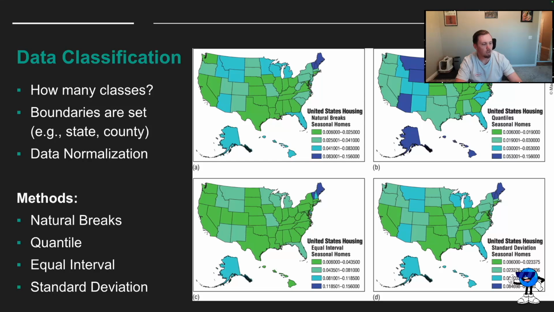To make a choropleth map of count data, the data must first be normalized. That is to say, you have all count values brought onto the same level. For instance, dividing the number of seasonal homes by the total number of houses would be a way of normalizing the data.